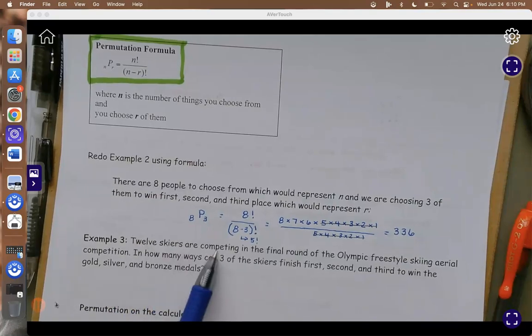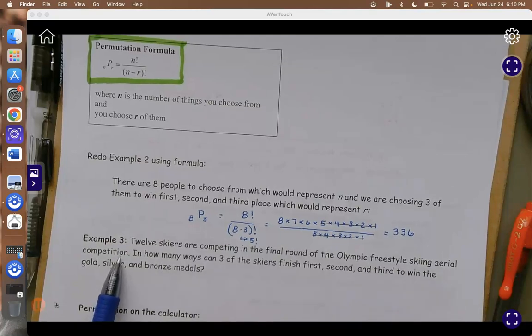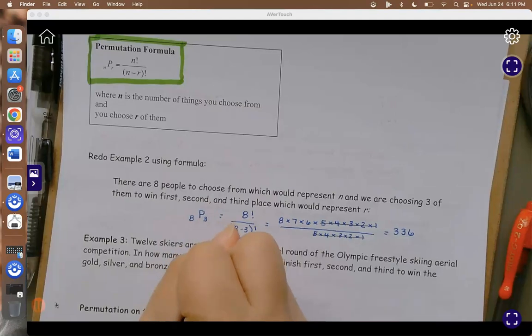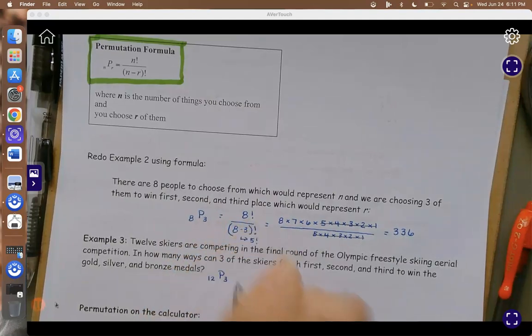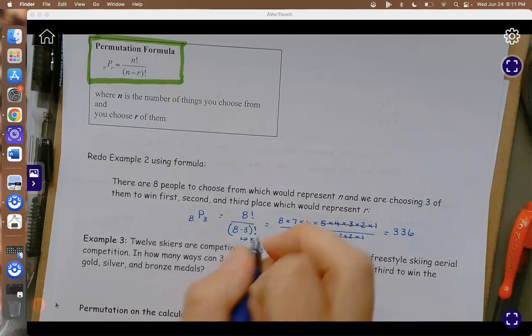Now, let's do this next one. 12 skiers are competing in the final round of the Olympic freestyle aerial competition. How many ways can 3 of the skiers finish first, second, and third to win the gold, silver, and bronze? So how many skiers do we have? 12. They're competing for 3 medals. So order is very much important here.